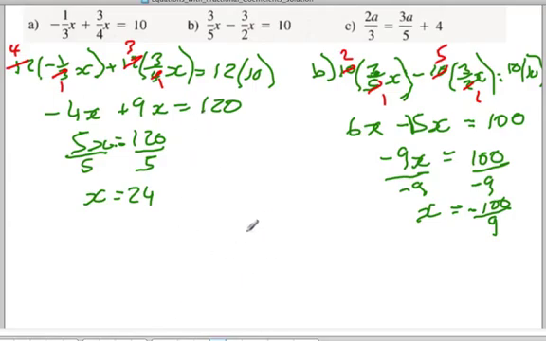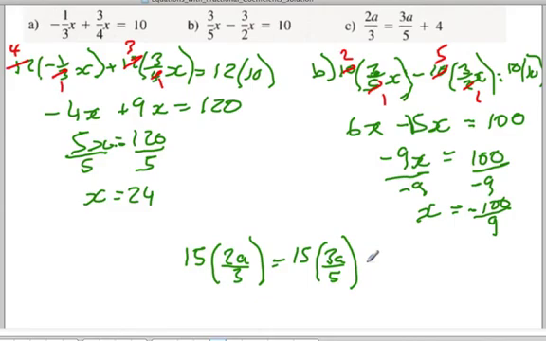Question C, we're going to multiply both sides of the equation by the lowest common denominator, which is going to be 15. So we're going to multiply the left side. So 15 times 2a over 3 is equal to 15 times 3a over 5 plus, and we have to multiply the 4 by 15 as well. So we have to distribute the 15 through the right-hand side of the equation.